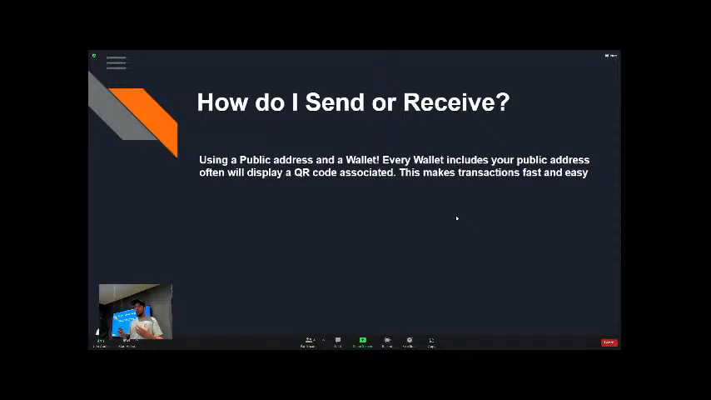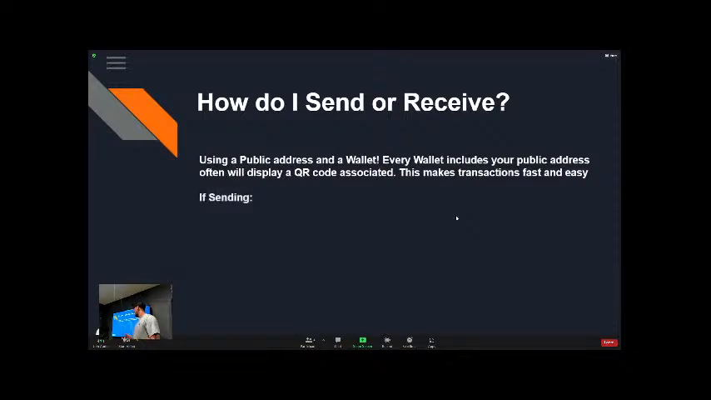So using a public address is easy. Every wallet includes one, and it typically comes with a QR code as well for easy scanning. Generally, I recommend that you use the QR code as often as possible, and always verify your address once the input's done. The reason I say use the QR code as often as possible is that it's far less likely to make a mistake than typing it in manually. Copy and paste is your best friend as well if you're on the same device.